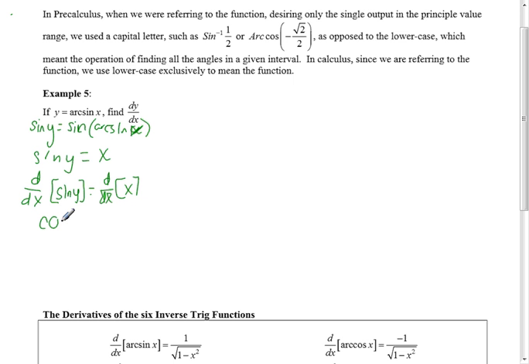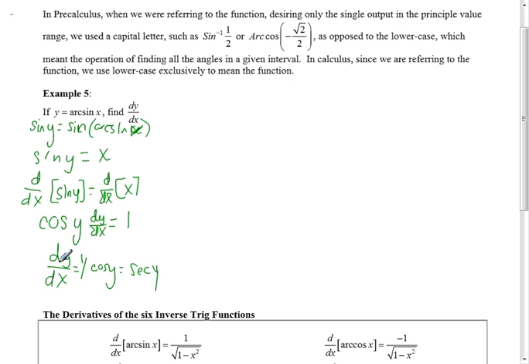The derivative of sine y is cosine y, and the derivative of y is dy dx. We have to use the chain rule there. The derivative of x is just 1. So we get dy dx equals 1 over cosine y, and we know that as secant of y. So the derivative is secant of y, but it's kind of hard to use that.